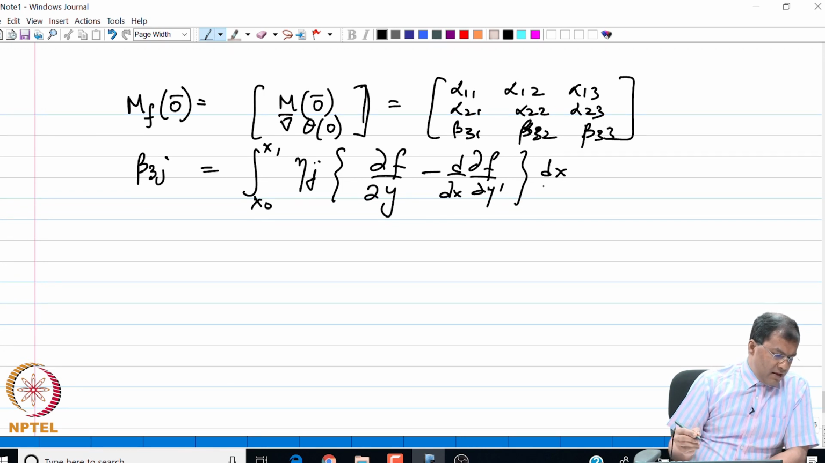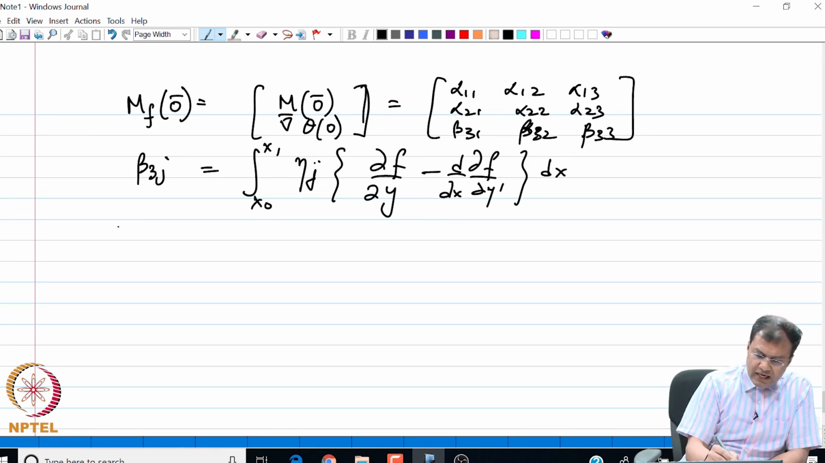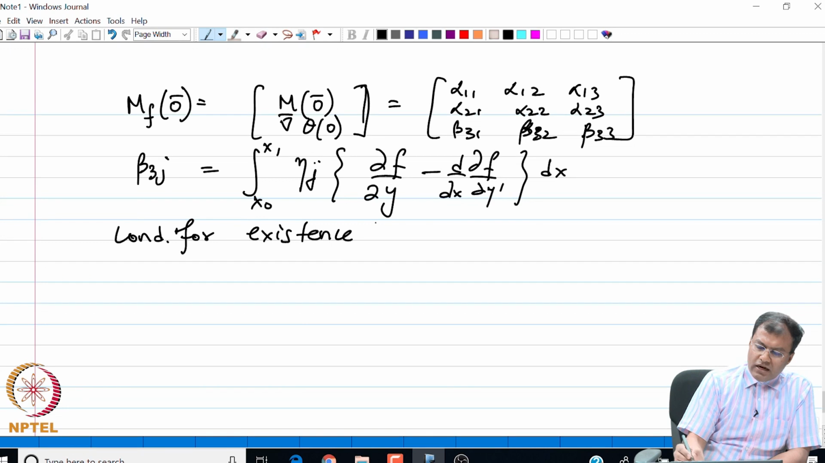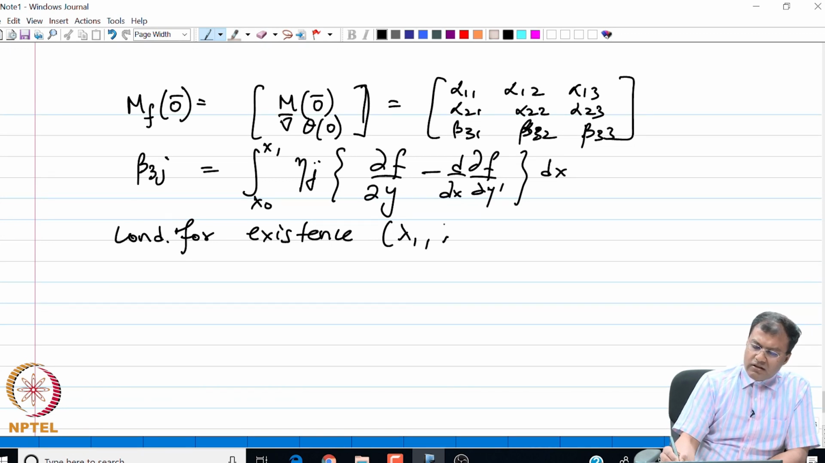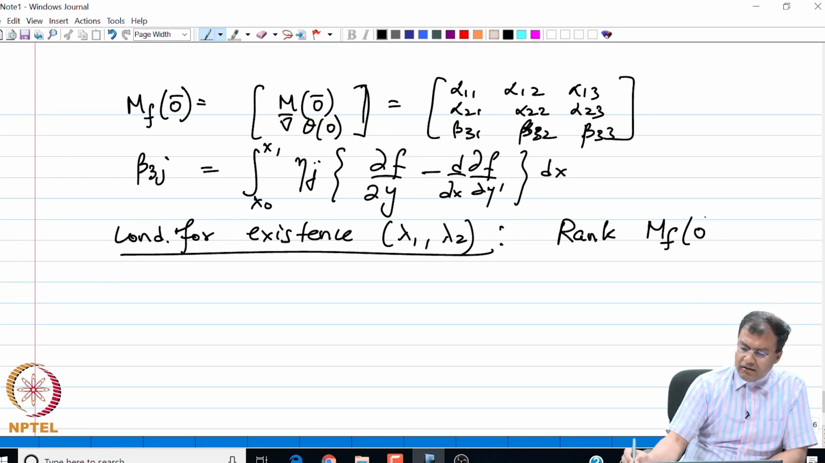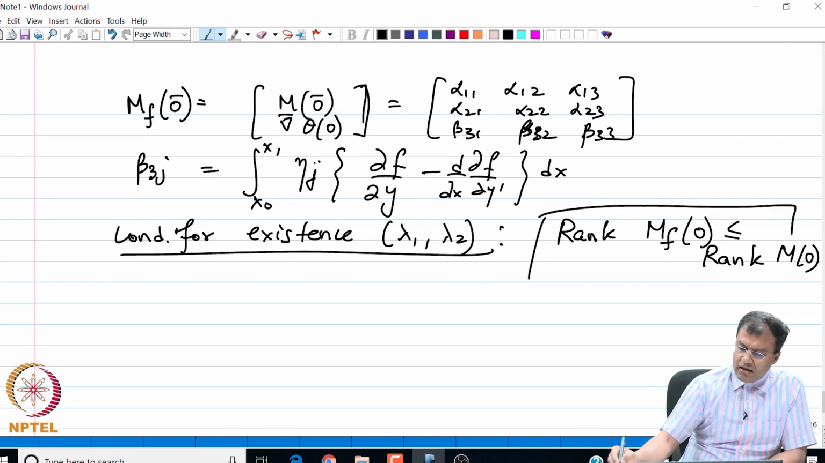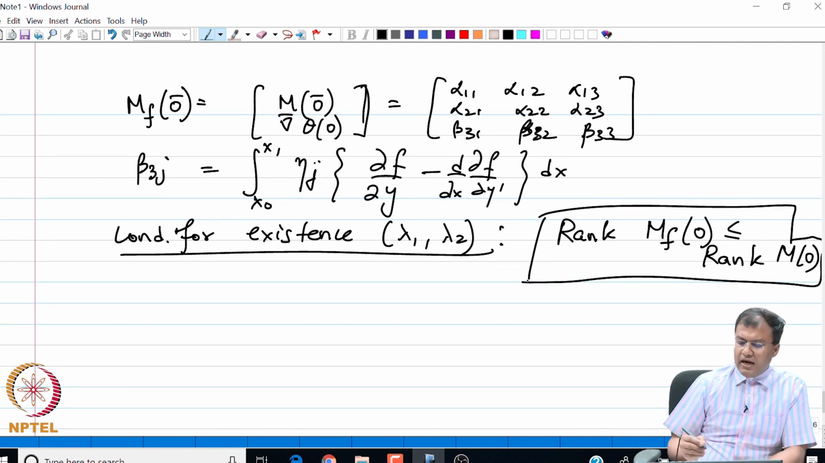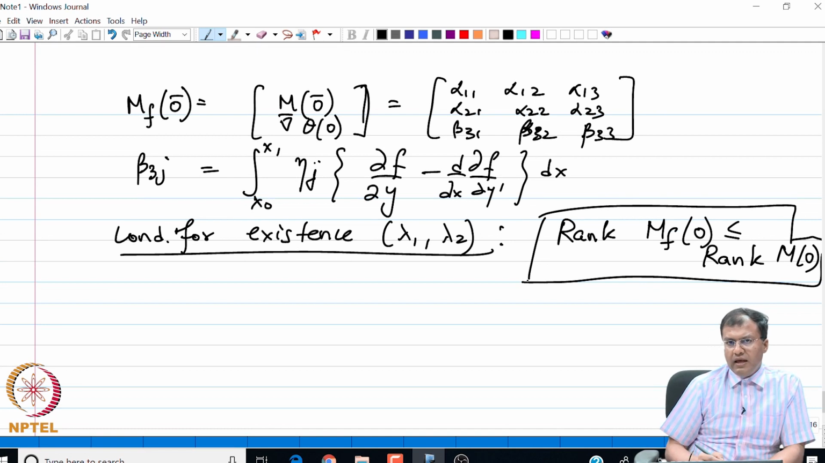Okay. So, for the condition for the existence, finally we are ready now to state the condition. The condition for existence of lambda 1 and lambda 2 is that the rank of the augmented matrix must be less than or equal to the rank of the Jacobian matrix. When that happens, we are guaranteed the existence of Lagrange multipliers leading to the extremal y.